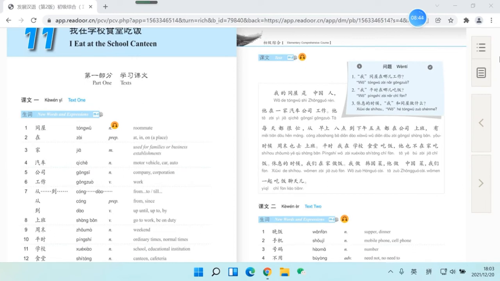So here we got a short passage, okay? So first, I will just play the recording of this text, and you just listen carefully, and pay attention to the pronunciation and the new words we have just learned, okay? Okay, now let's begin.